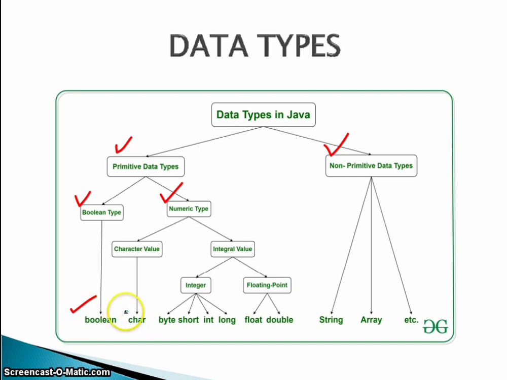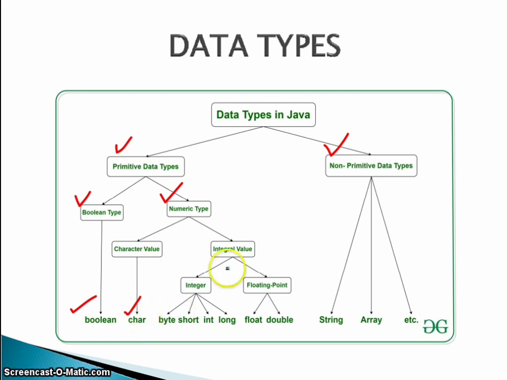Now char is used to store any character, any alphabet. For example, A, B, 7. If I want to store any number in it, we have to enclose it in single quotes. Anything which is enclosed in single quotes is a character. You can store any number but enclose it in single quotes, so it will be considered as char or character.